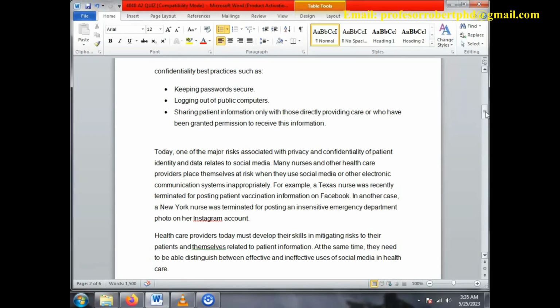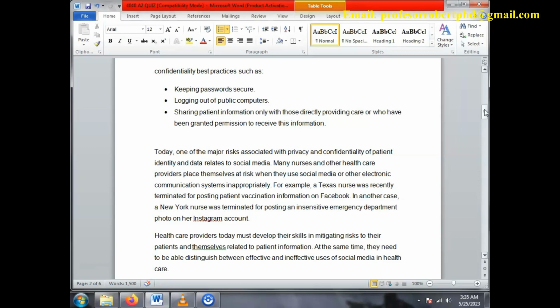Today, one of the major risks associated with privacy and confidentiality of patient identity and data relates to social media. Many nurses and other healthcare providers place themselves at risk when they use social media or other electronic communication systems inappropriately. For example, a Texas nurse was recently terminated for posting patient vaccination information on Facebook. In another case, a New York nurse was terminated for posting an insensitive emergency department photo on her Instagram account.